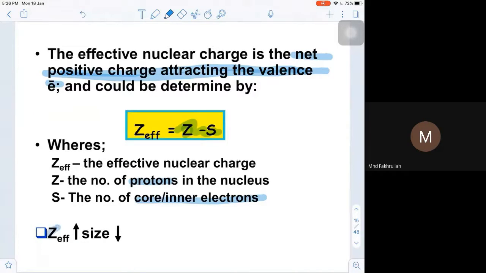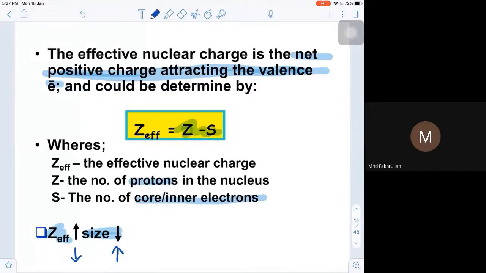So if the ZEF is high, it means that the attraction between the valence electron and the nucleus is strong. Okay, when the attraction between the valence electron and the nucleus is strong, then the size will be small. But if the ZEF is low, it means that the attraction between the valence electron and the nucleus is weak, so the size will be greater. So the relationship between ZEF and the size is inversely proportional.